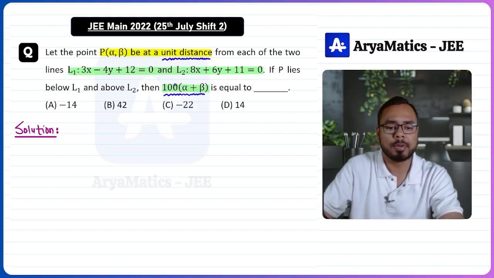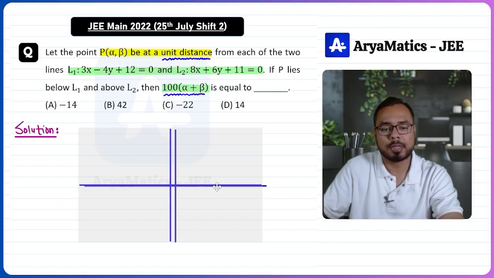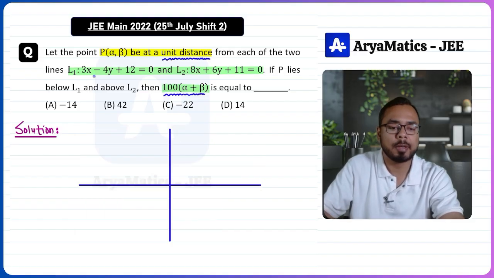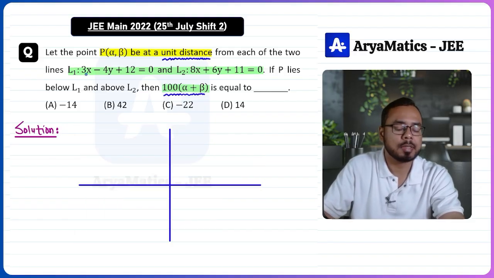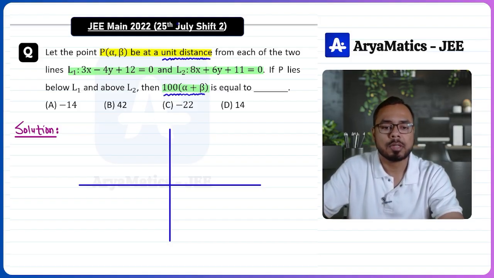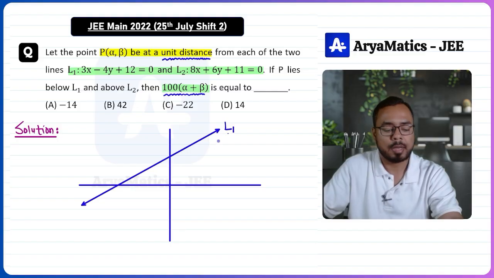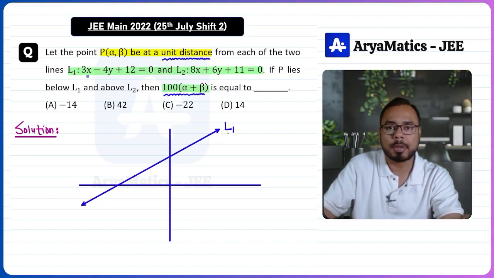There are two lines L1 and L2. Line L1 is with positive slope, right? The slope of line L1 is 3 by 4. And you can see that when x is 0, y will be 3. When y is 0, x will be minus 4. So the line L1 will be something like this. This is line 1, and the equation of the line is this one, 3x minus 4y plus 12 equals 0.